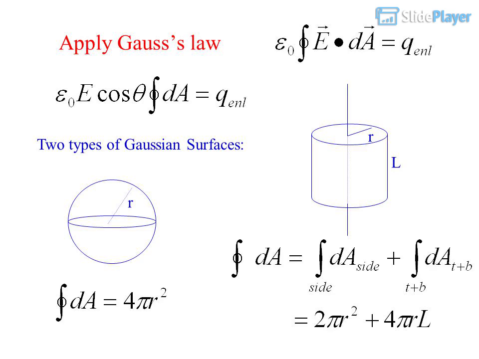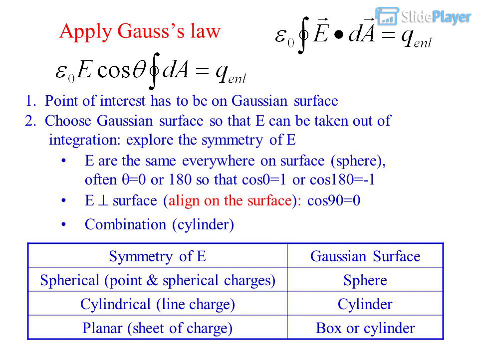Apply Gauss's law. Two types of Gaussian surfaces. Apply Gauss's law: 1. Point of interest has to be on the Gaussian surface. 2. Choose the Gaussian surface so that E can be taken out of the integration. Explore the symmetry of E. E is the same everywhere on the surface.